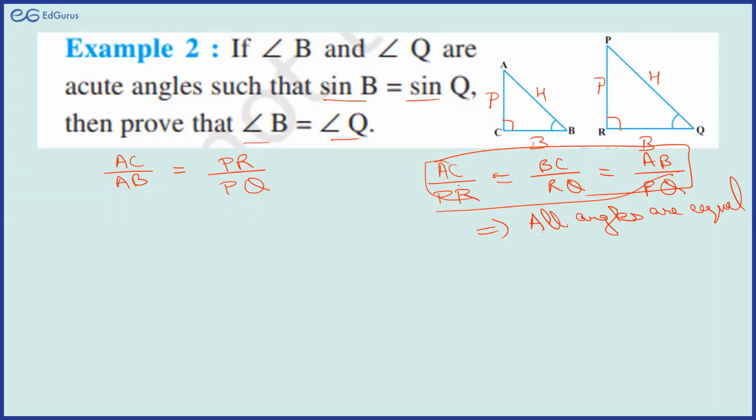Now how do I prove this? Here we have AC upon PR, and what is given? AC upon AB, and PR and PQ here. These are the sides of one triangle, and these are the sides of the other triangle. We need corresponding sides, and this is easy. I can just bring PR down here and AB up there, right? So I can say AC upon PR is equal to AB upon PQ.